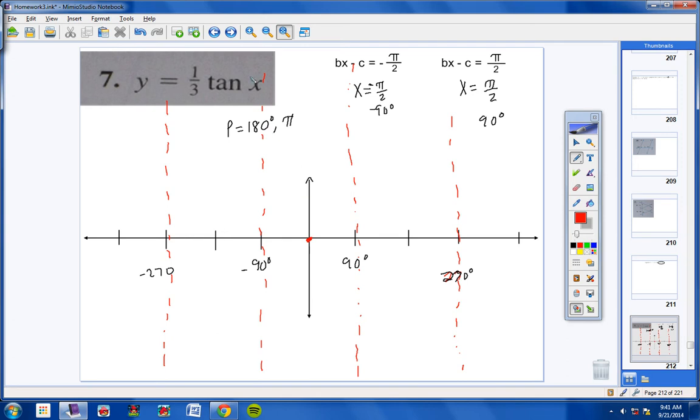And then, of course, let's find our middle value right here, which is 0. So I'm going to put 0 in for x. So 1/3 tangent of 0 gives you 0. And then go to the right just a little. I'm going to put 89 degrees, and get real close to the 90s. I'm going to put 1/3 tangent of 89 degrees.